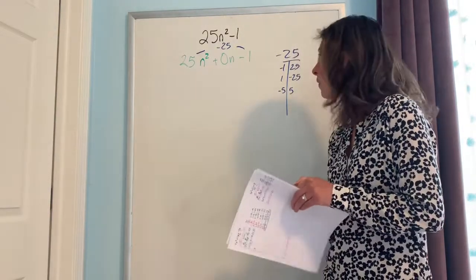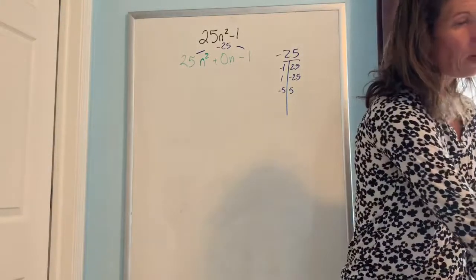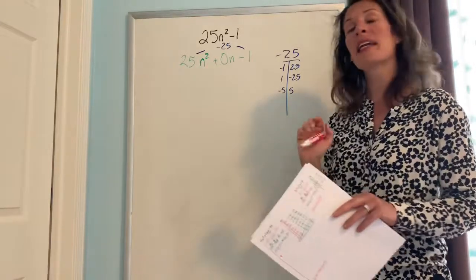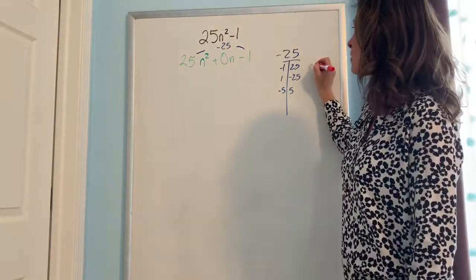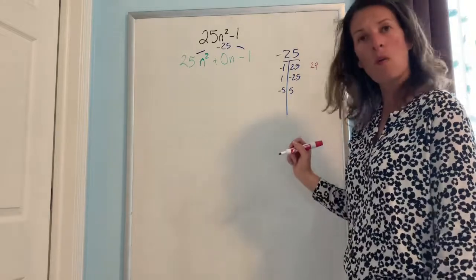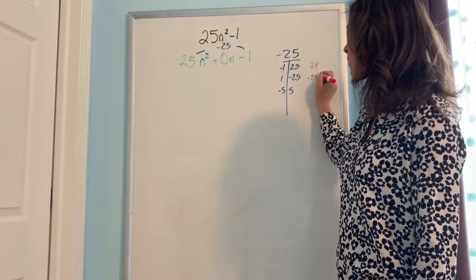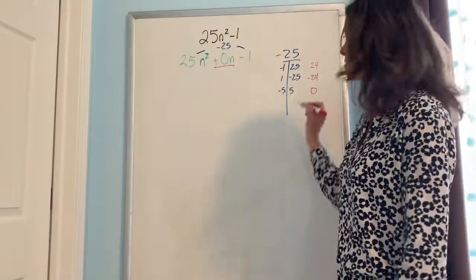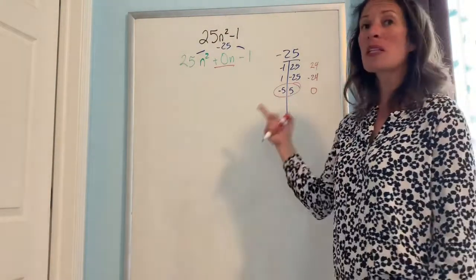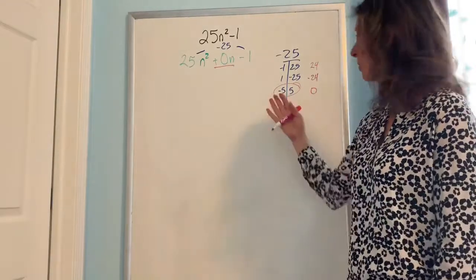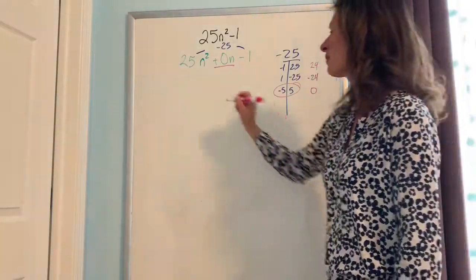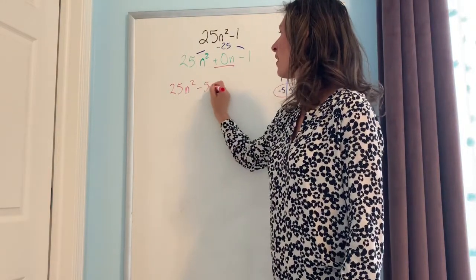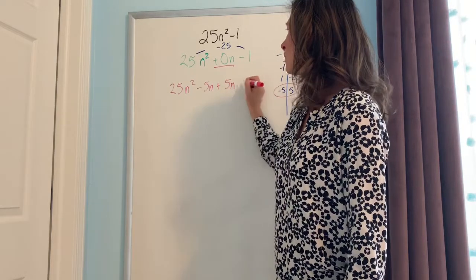So now we are looking for the number that multiplies to -25 and adds to 0. I have -1 plus 25 is 24. 1 minus 25 is -24, and 5 minus 5 is 0. And we're looking for the one that adds to 0. So we're going to substitute in, instead of 0n, we're going to put in our -5n plus 5n. So 25n squared minus 5n plus 5n minus 1.